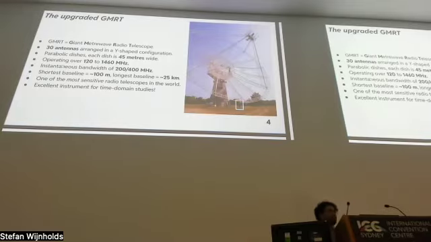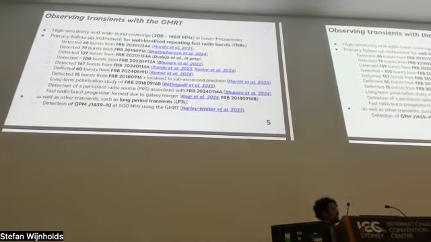To do this, we are using the GMRT, or the upgraded GMRT. As mentioned in the previous talk, it's a big interferometric array of about 30 antennas. Each dish is a 45 meter wide parabolic dish. It operates from 120 megahertz to 1.4 gigahertz. The shortest baselines are about 100 meters, and the longest baselines are about 25 kilometers. It is one of the most sensitive radio telescopes at these low frequencies, and an excellent instrument for time domain applications, which can be seen here.